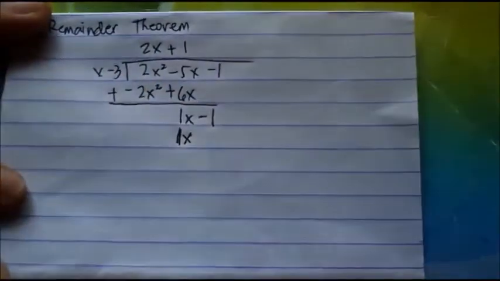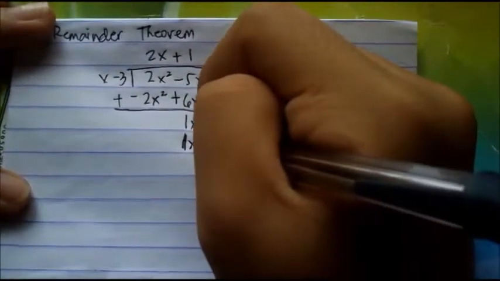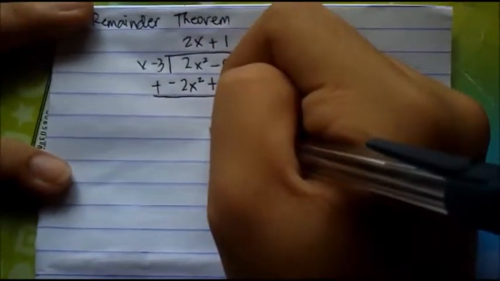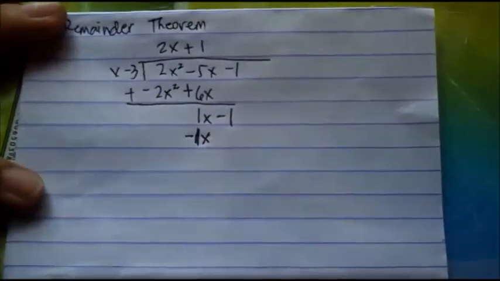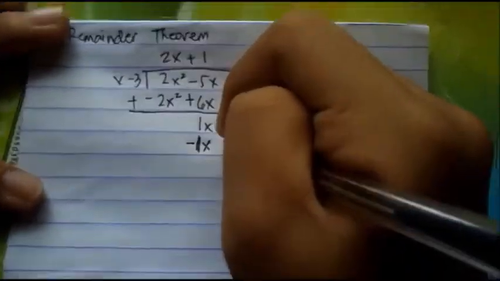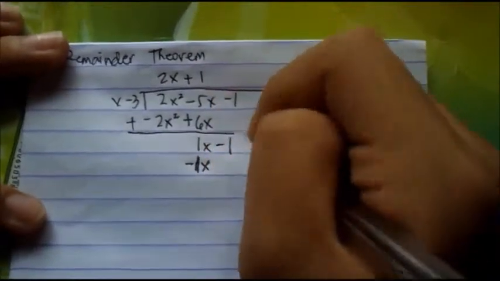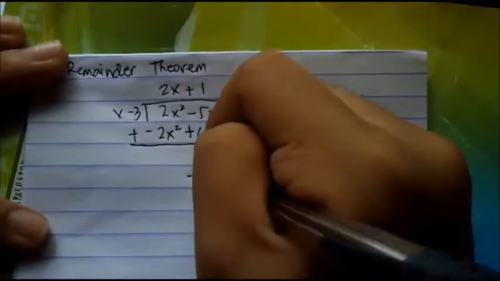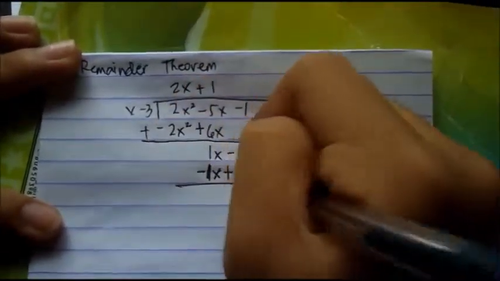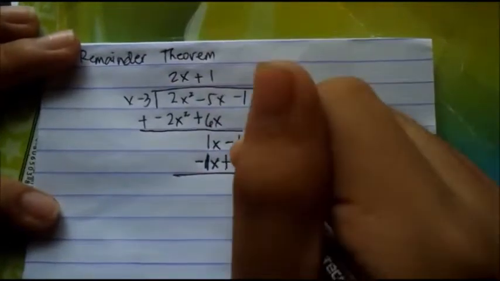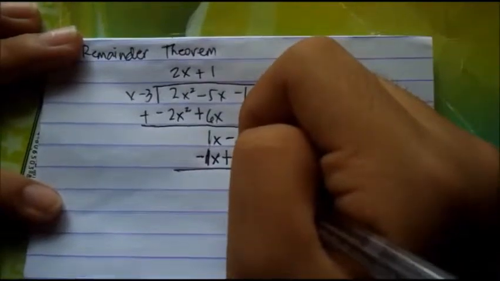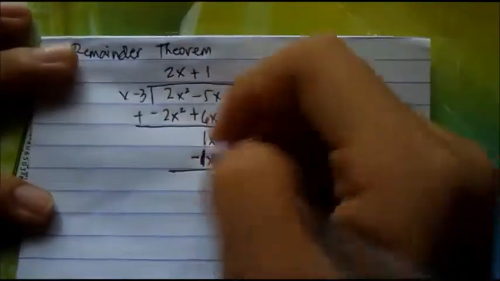Then, 1 times negative 3 equals, change the sign. So, it becomes negative. So, 1 times negative 3 equals negative 3. Change the sign. So, it becomes positive 3. Then add them. Wala naman na sila. So, 1 plus negative 1 plus 3 equals 2.